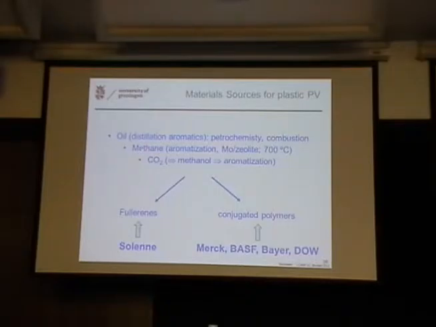So you go from natural gas, you can go to oil, and then you do your petrochemistry. And if you're really crazy, then we're going to make solar cells from CO2. So take CO2, you convert that to methanol, then there is a process that is aromatization, and then you can make your conducting polymers and your fullerenes, if you really wish. But you don't talk about energy payback time. But anyway, the last one is of course for fun, but oil and methane is normal. So this is how you can make fullerenes and conjugated polymers.